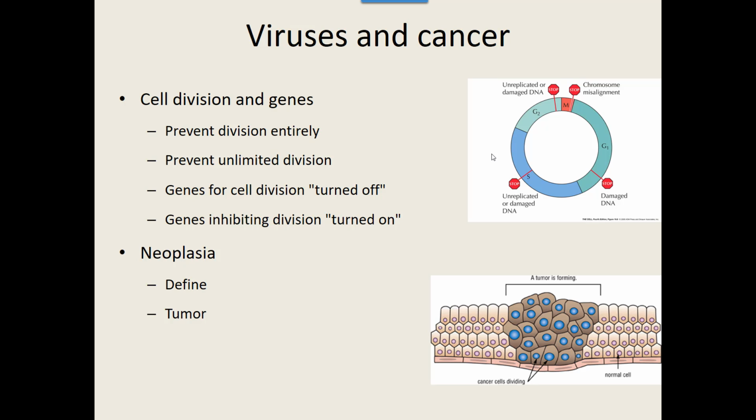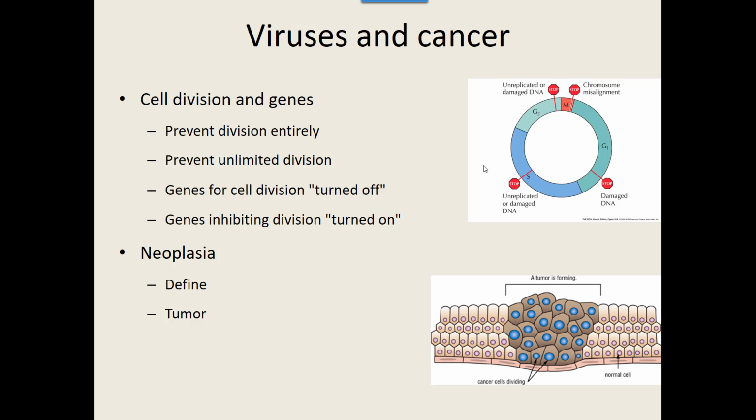So all of our DNA has genes, snippets of DNA that code for something. And we have genes that prevent cell division, so our cells can't divide. We have genes that prevent unlimited division, which means our cells can divide for a while, but not permanently. And we have genes that inhibit or stop cell division that we can turn on when we don't want our cells to divide. So we have a lot of checkpoints to stop cells from dividing. That's part of our DNA.